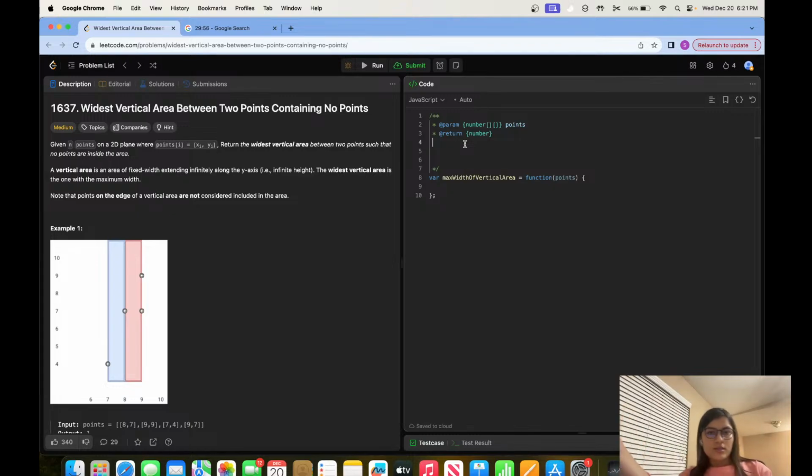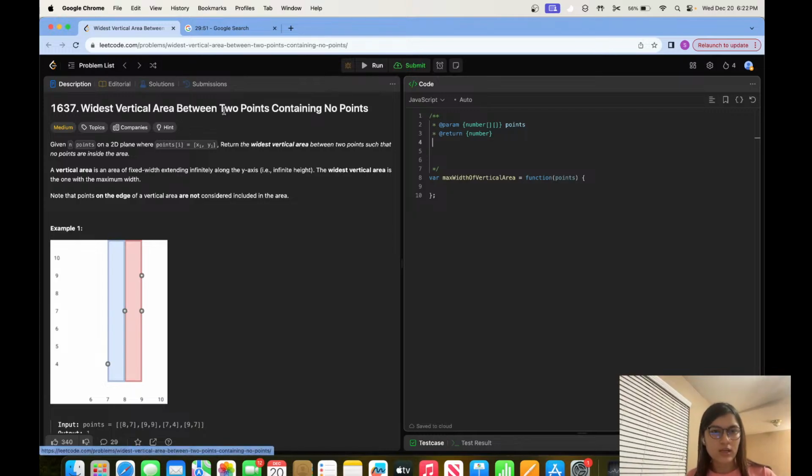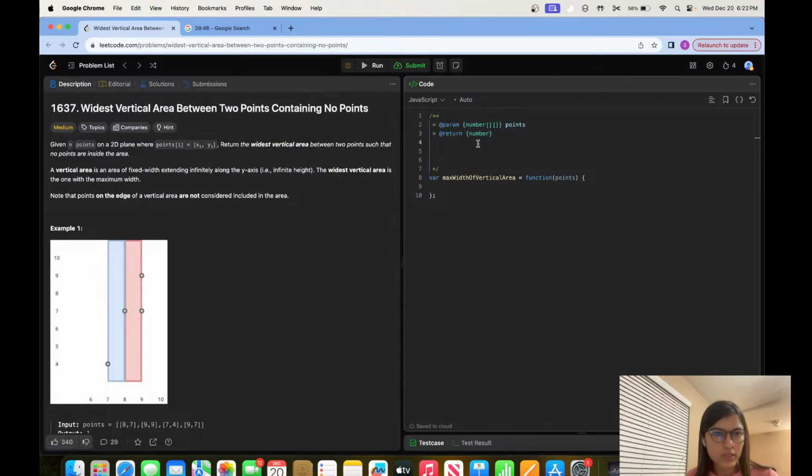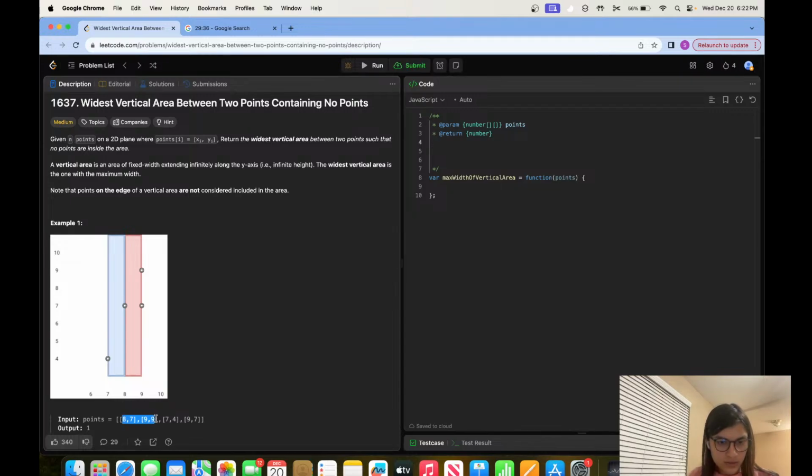Okay, so let's read the question. 1637, Widest Vertical Area Between Two Points Containing No Points. Okay, interesting. Given n points on a 2D plane, where point i is equal to xi, yi. Return the widest vertical area between two points such that there are no points inside the area.